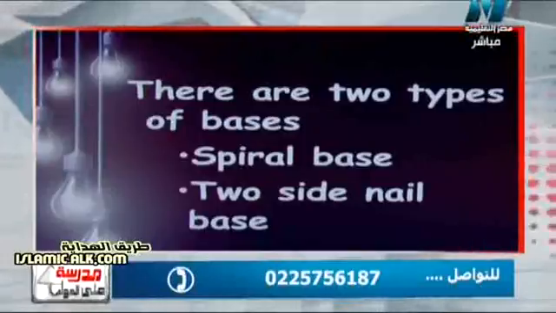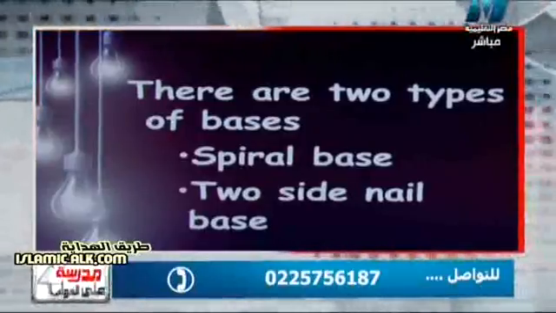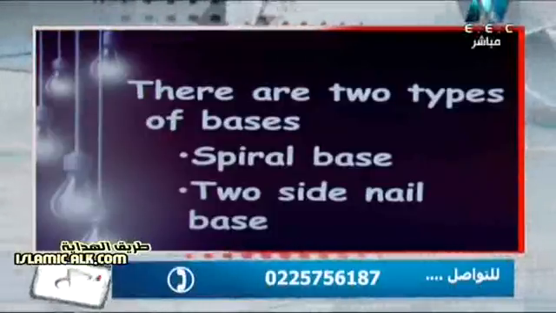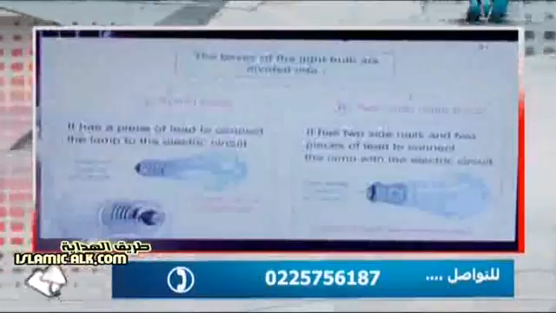So again, we have two types of bases, the spiral base and the two side nail base. Okay, I have a picture of each one of them. The two side nail base has two pieces of lead at the bottom, but the spiral base has only one piece of lead. Now let me draw the difference between each base which we have studied today.